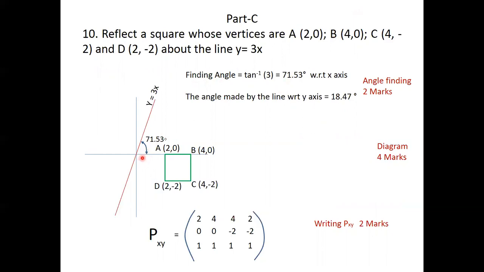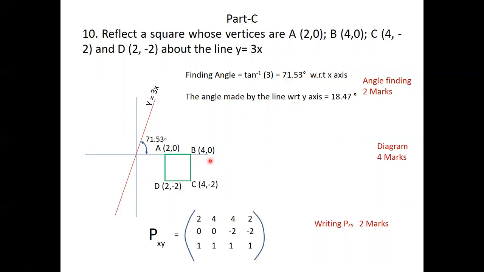This problem can be solved in 2 ways. Number 1: find the angle theta and rotate the line clockwise so that the given line y equals 3x coincides with the x-axis, the first transformation. Then take the mirror with respect to x. After that, rotate the line anti-clockwise by 71.53 degrees to bring it to its original position. This is one way of solving the problem. In this case, theta will be 71.53.